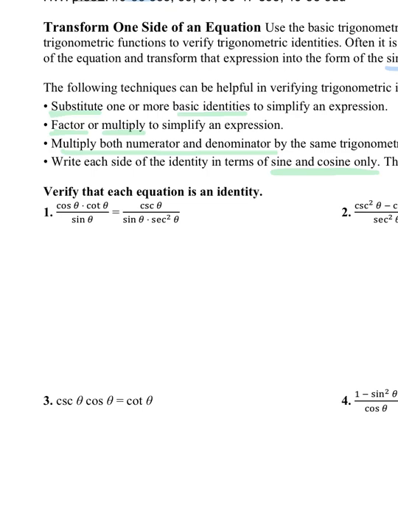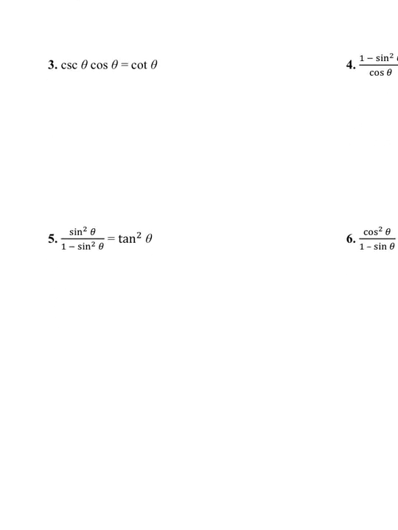So number 3, we have this trig identity that cosecant of theta times cosine of theta is equal to cotangent of theta, and we want to show that those are indeed equal. First thing I'm going to do is start with the more complicated side, the left-hand side. And I'm going to substitute cosecant with the trig identity, 1 over sine. I'm using that substitution, and that's being multiplied with cosine of theta. And I'm going to leave the right-hand side alone.